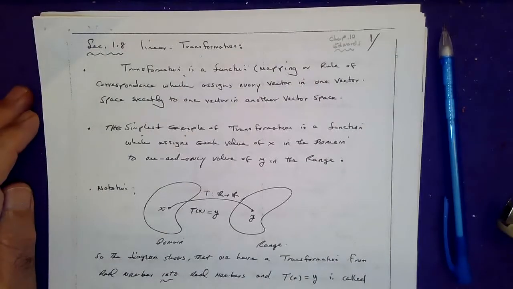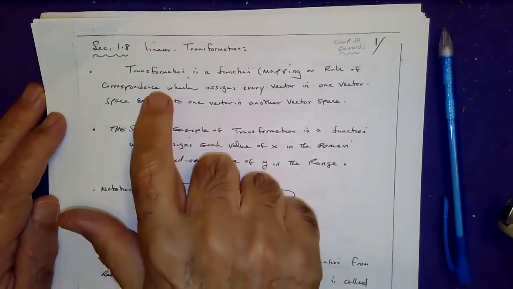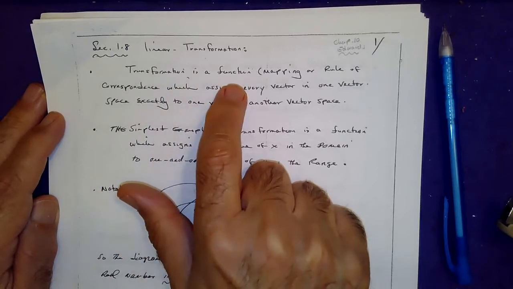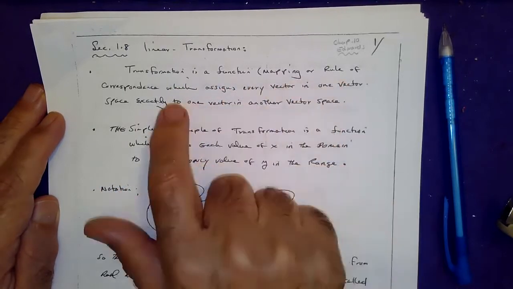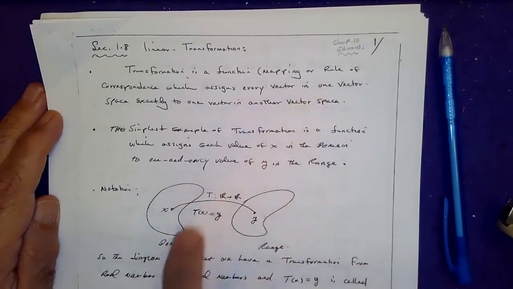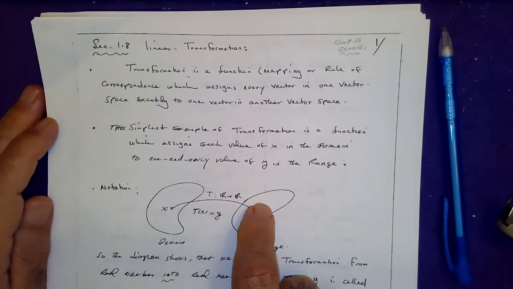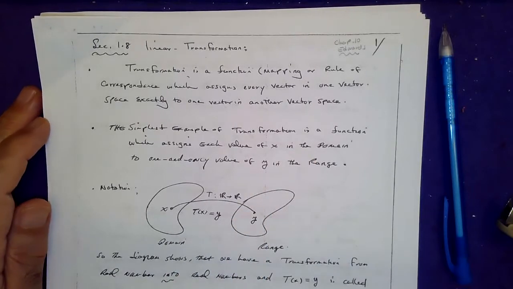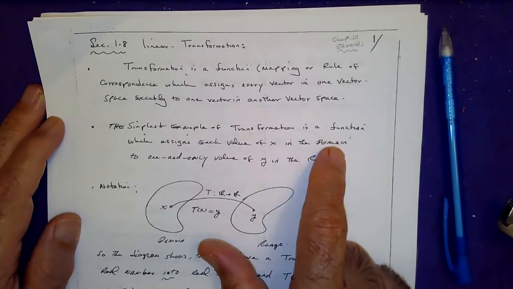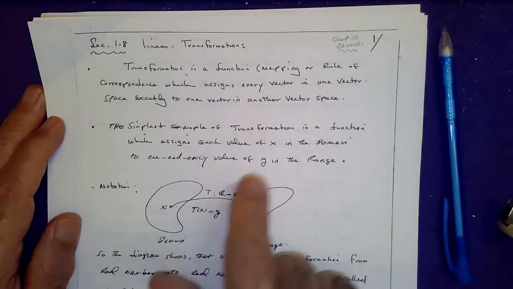Section 1.8, Linear Transformation. To begin with, let's see what a transformation is. A transformation is a function, a mapping, or a rule of correspondence which assigns every vector in one vector space to one vector in a different space. The simplest example of a transformation is the good old function, which we have seen in previous classes.